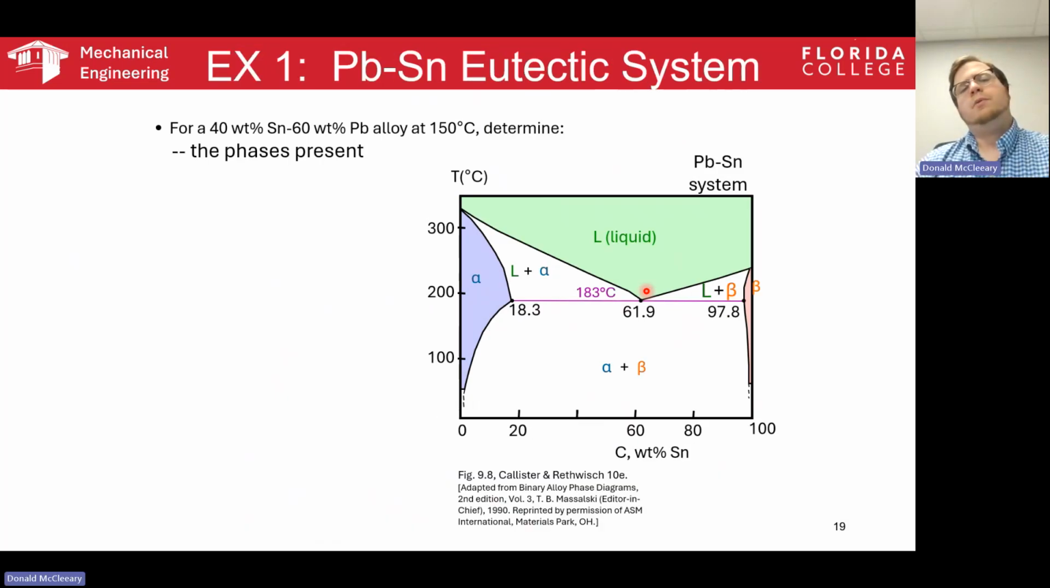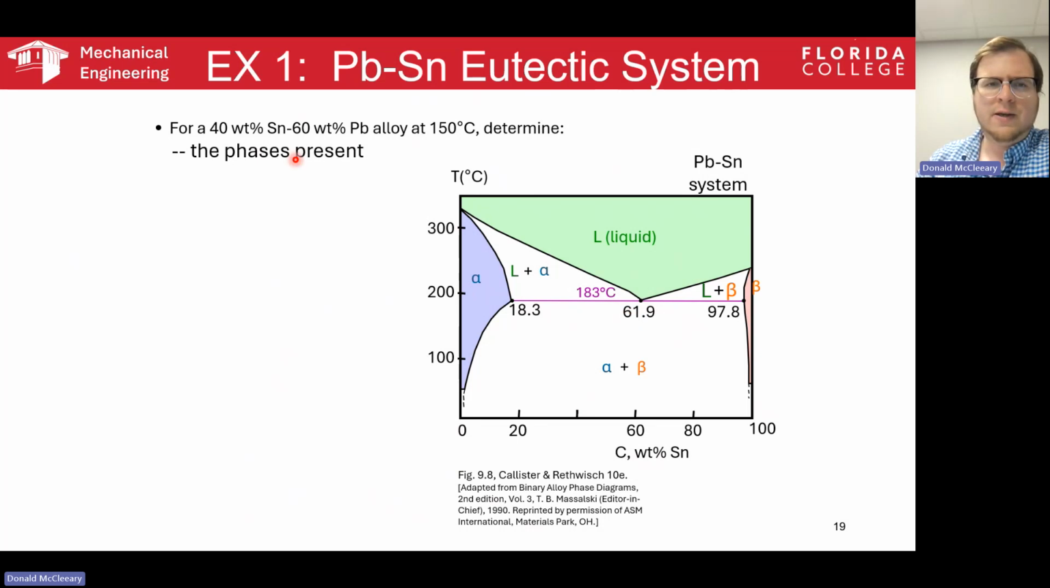Okay, so for a 40 weight percent selenium, I think, 60 weight percent lead alloy at 150 degrees Celsius, determine the phases present. If I look at my x-axis, I have my weight percent selenium. I hope that's what this is, because I don't remember what Sn is, but I think it's selenium. We go from 0 to 100% in our concentration. We're at 40 weight percent selenium, so don't get confused by that, because you could just read this really quickly and say, oh, it's 60 weight percent, go with that.